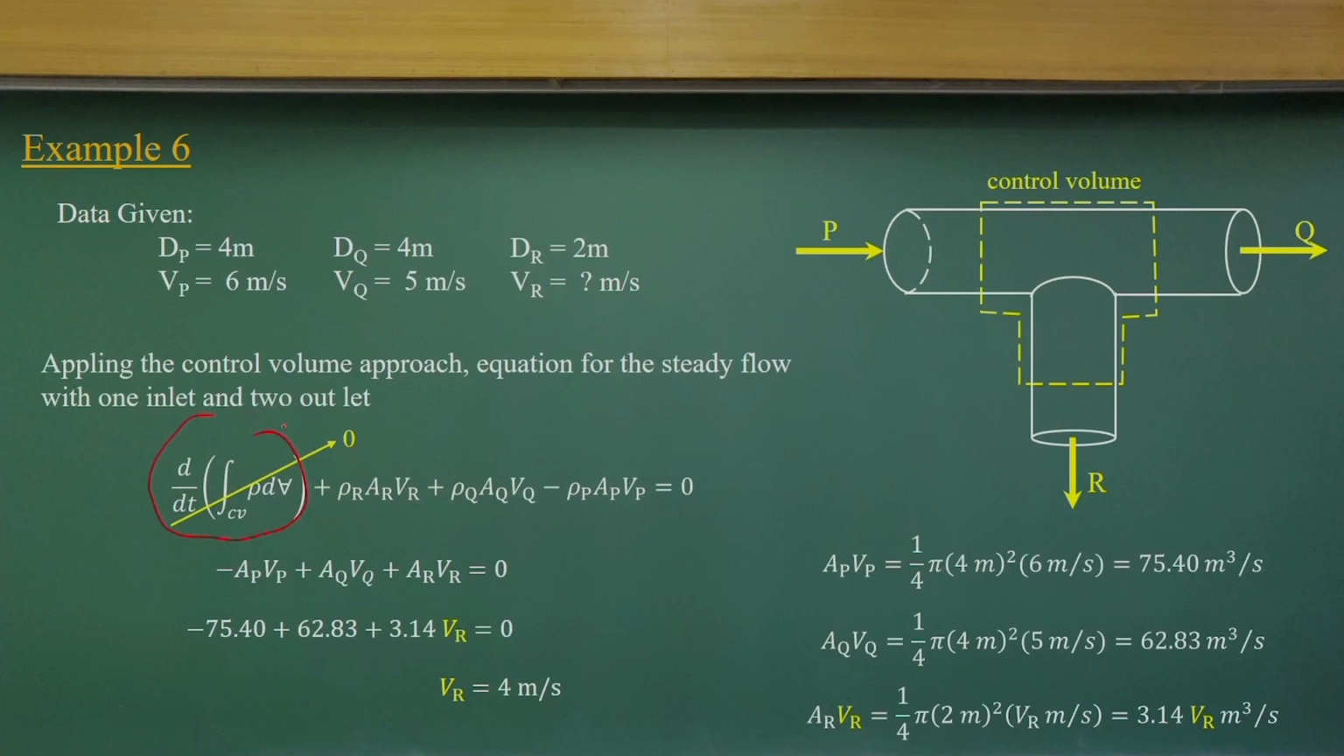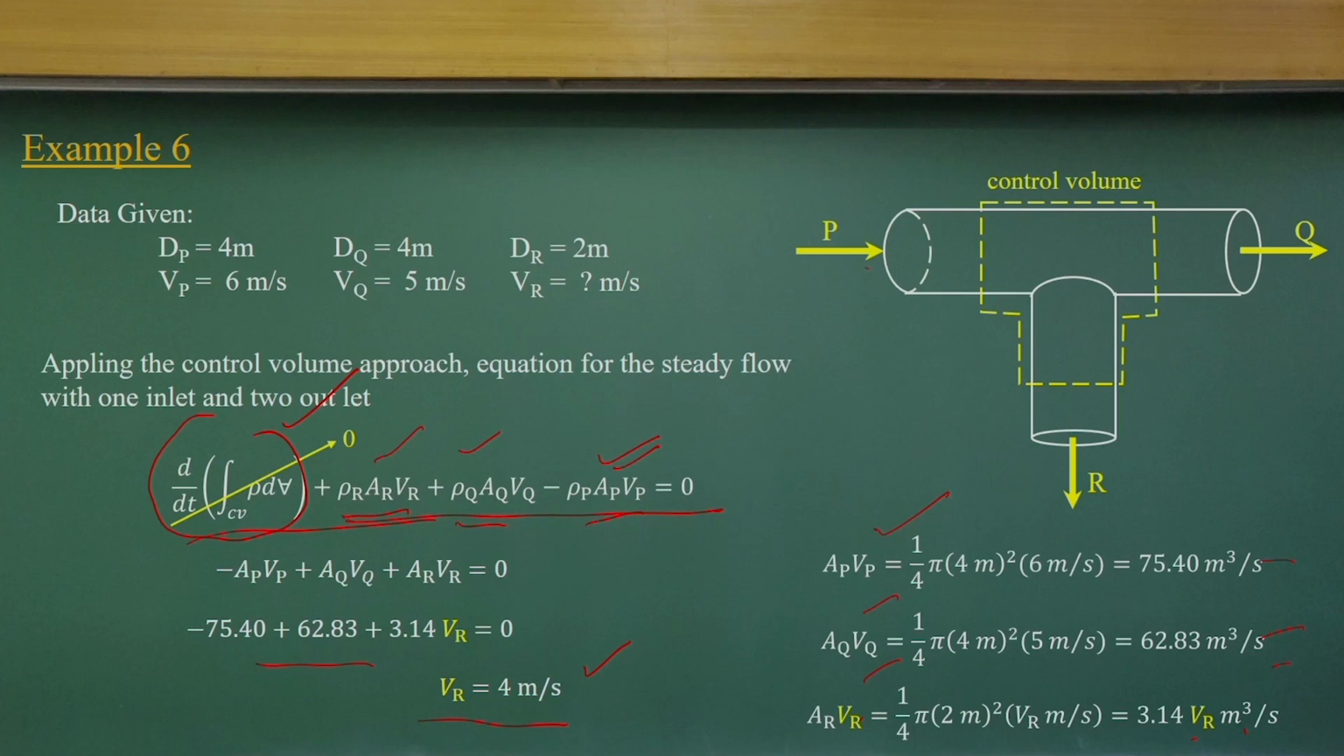For the steady flow this becomes 0. So, you have in and out. As you know, the in will be negative and the out will both be positives, and substituting these Q values for all the cases with VR unknown. Finally, substituting into these equations we get VR equal to 4 meter per second. So, this is a very simple form of solving these pipe problems where you have one inlet and two outlets. As it is an incompressible flow, the density is constant.